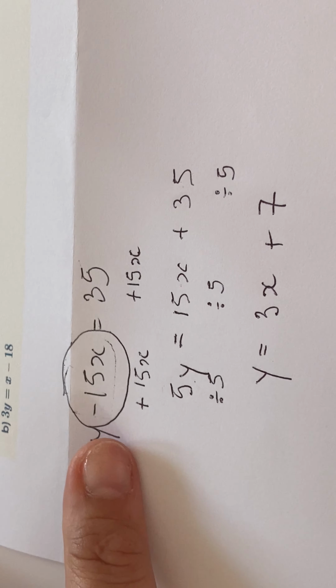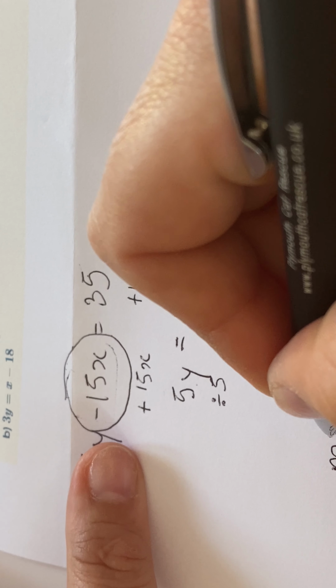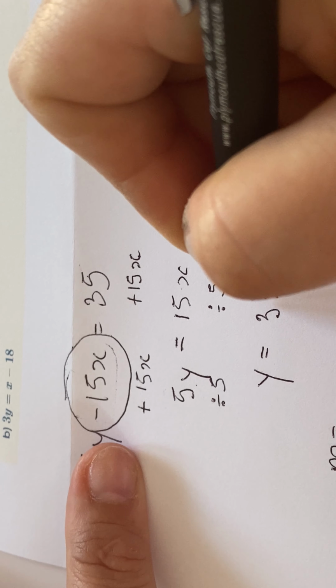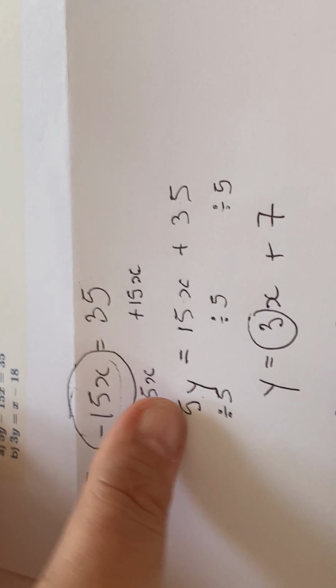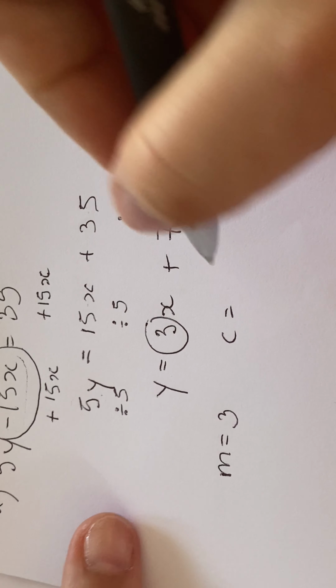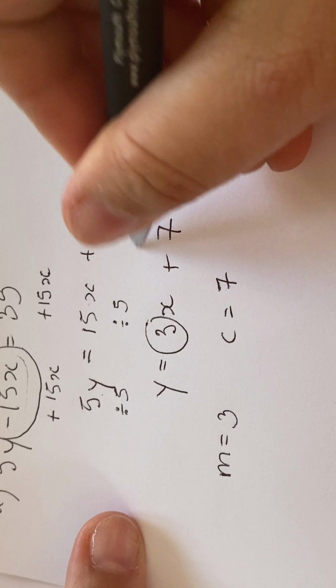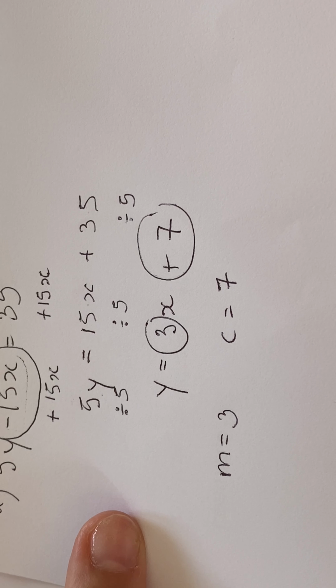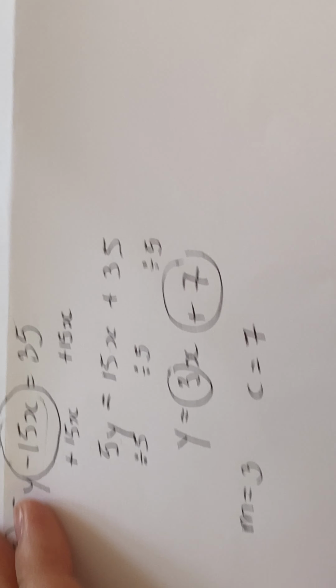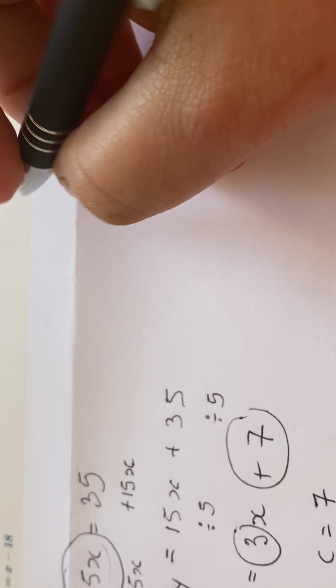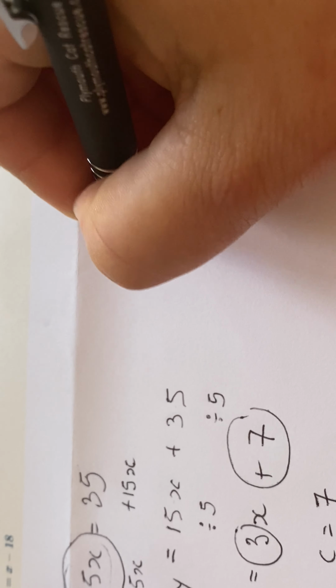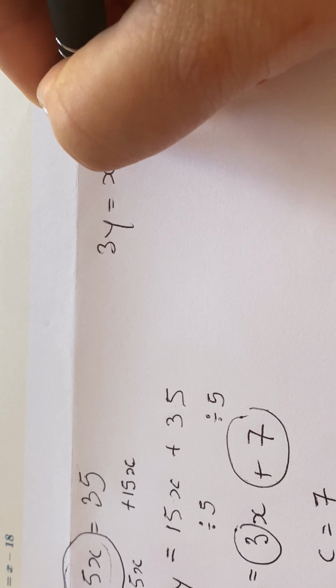So from here, m, so the gradient is 3, and c, which is the y-intercept, is 7, which is from here. And then there's another one. If I write that one out again as well, we've got 3y equals x minus 18.